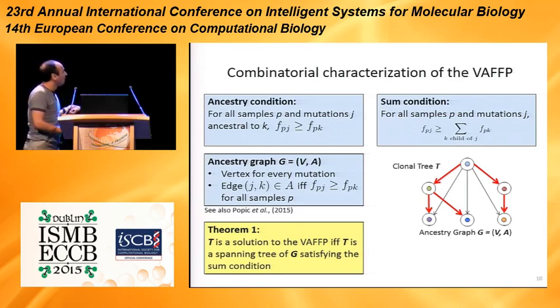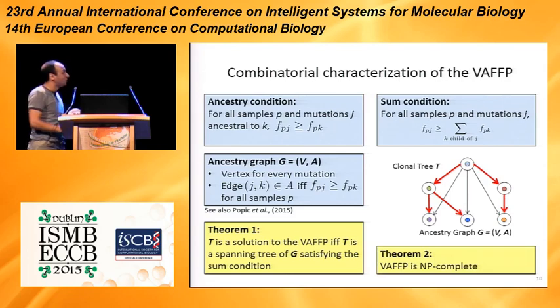Stated more formally, you have a clonal tree T that is a solution to a VFP instance if and only if the same tree is a spanning tree of G that satisfies the sum condition. I forgot to mention this. This tree over here has to satisfy the sum condition. It's not just any tree. Finding a spanning tree in a graph is easy. You can just do that by using DFS. But finding a spanning tree that satisfies the sum condition is hard. We show this by reducing another NP-complete problem to the VFP. So it's not easy to do this. That's the conclusion here. Good, so we have a complete characterization of solutions, and we know it's hard.